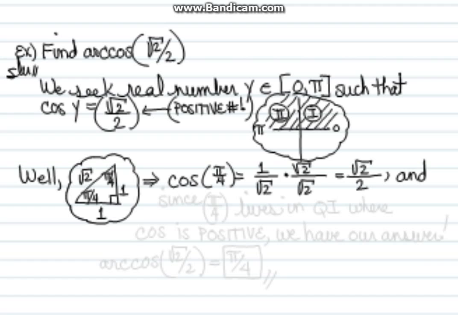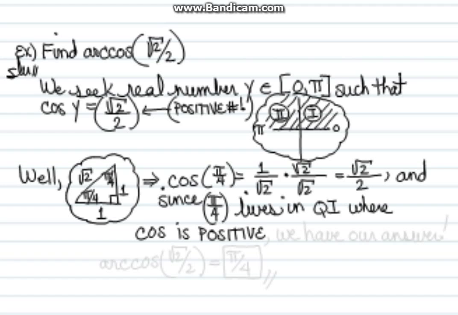And since this value that we're interested in, pi over 4, happens to live in quadrant 1, it's a value between 0 and pi. It's actually in quadrant 1, not even all the way to pi. We know that the cosine is positive in quadrant 1. So we have our answer. Let's write it out formally. The arc cosine of the square root of 2 over 2 is equal to our value, pi over 4.